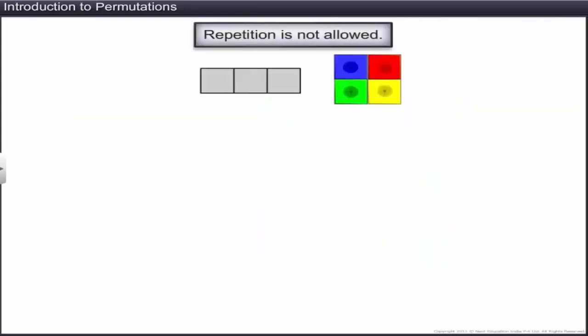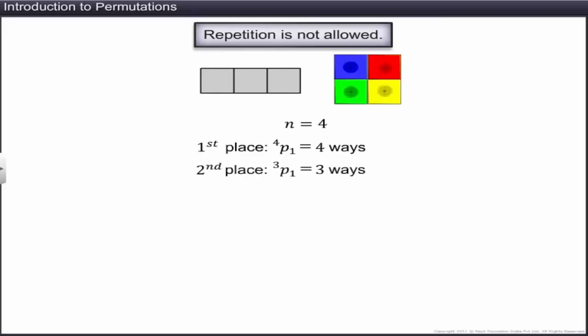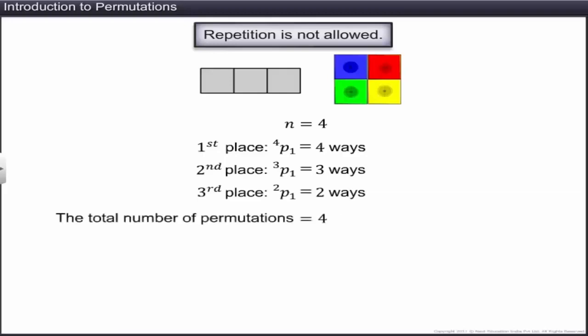Suppose we have 4 tiles to be filled in 3 places as shown. Here, repetition is not allowed. We have 4 different objects, which are 4 tiles of different colors. This implies n equals 4. To fill up the first place in the frame, we have to take 1 tile from the 4 tiles. This implies that the first place can be filled in 4p1 ways. Now, we are left with 3 tiles. To fill up the second place, we have to take 1 tile from the 3 tiles. This can be done in 3p1 ways. Similarly, the third place can be filled in 2p1 ways. By the principle of multiplication, the total number of permutations is 24.